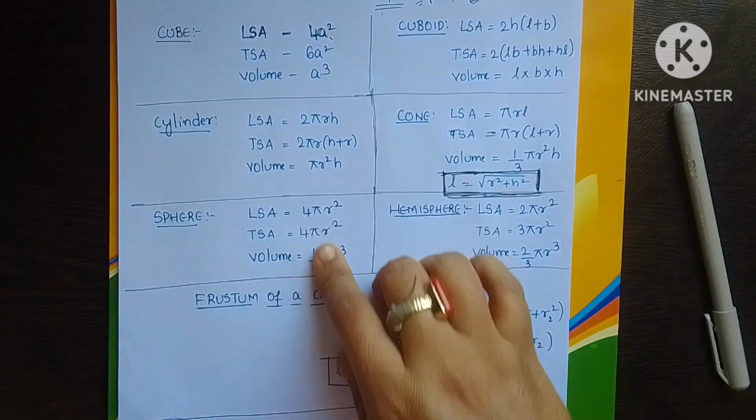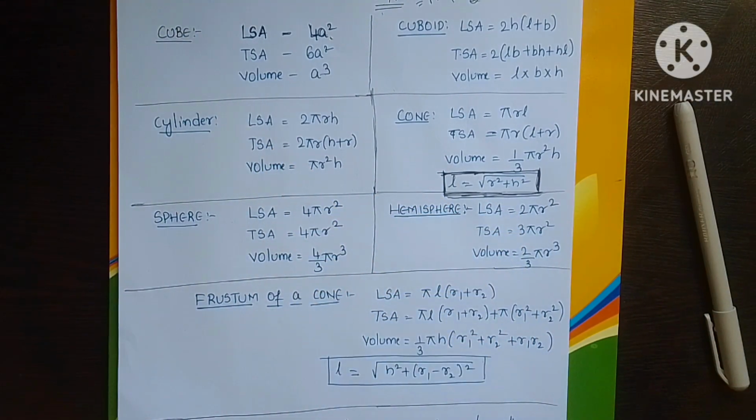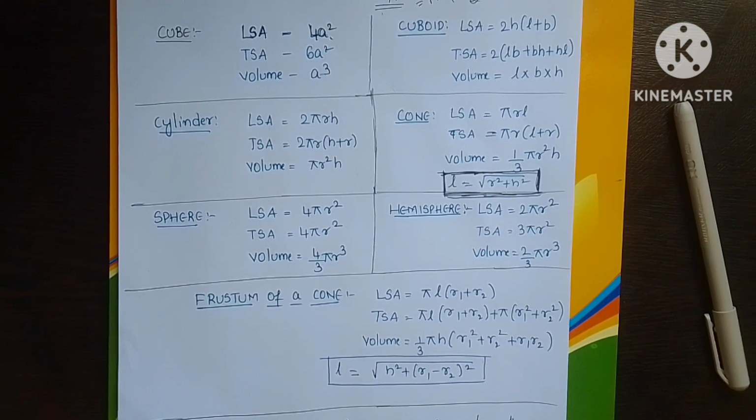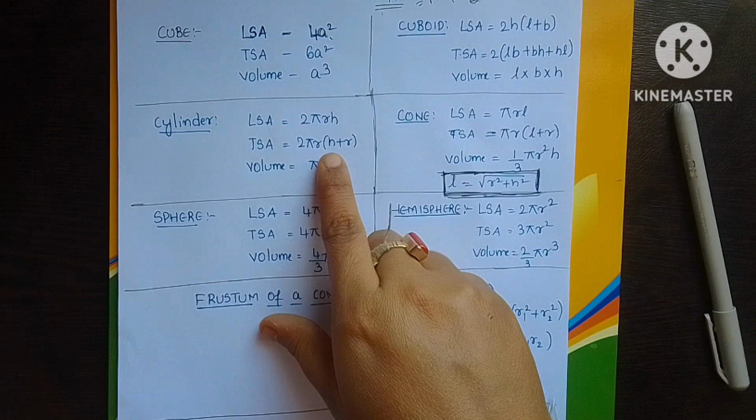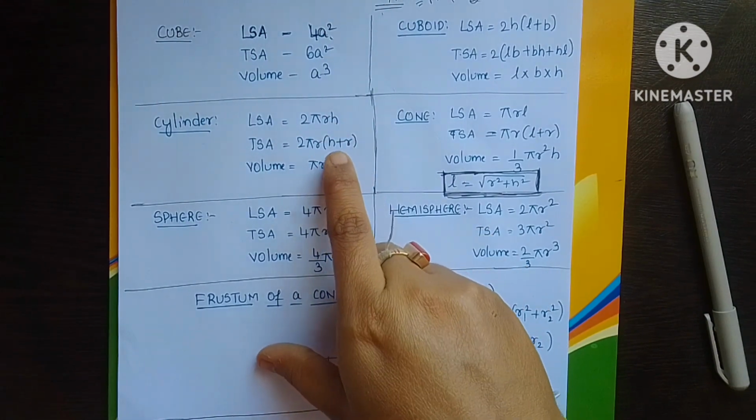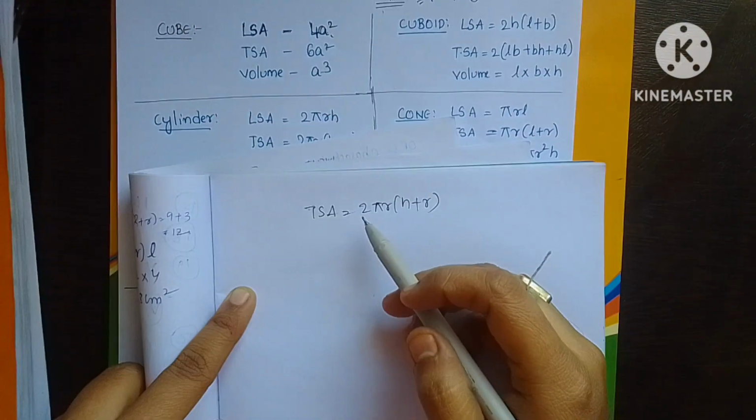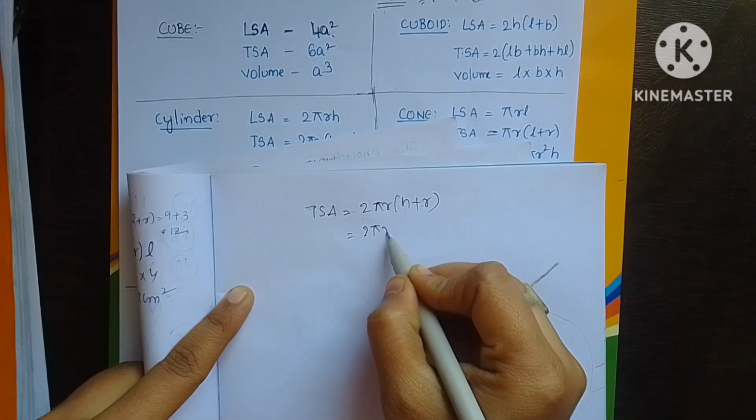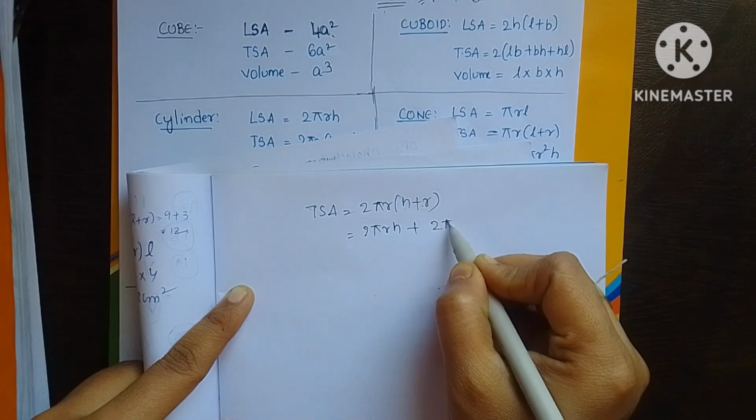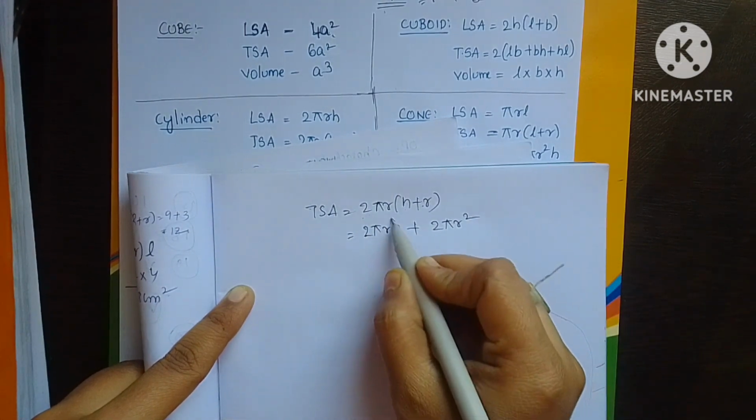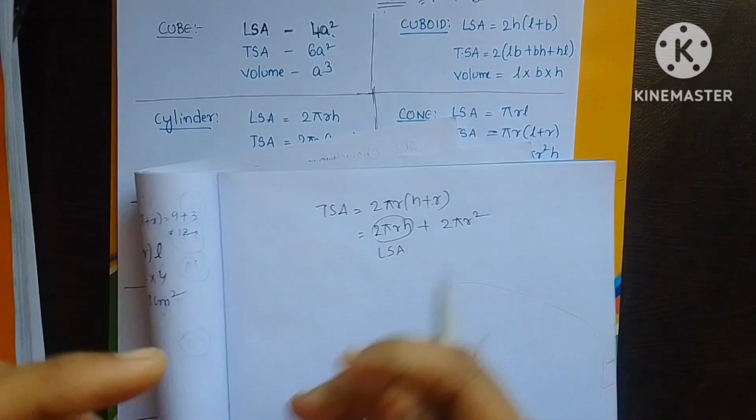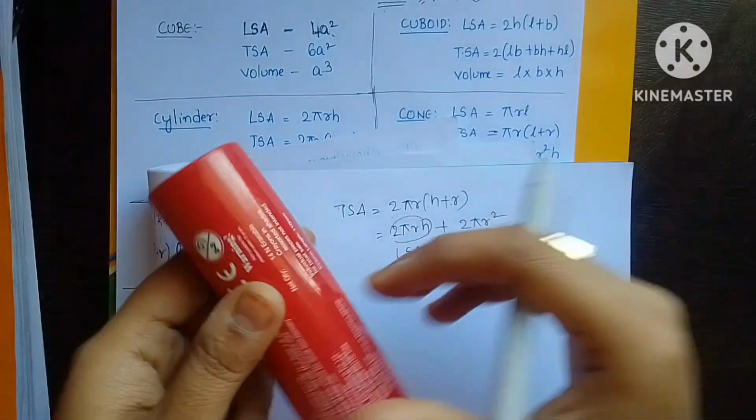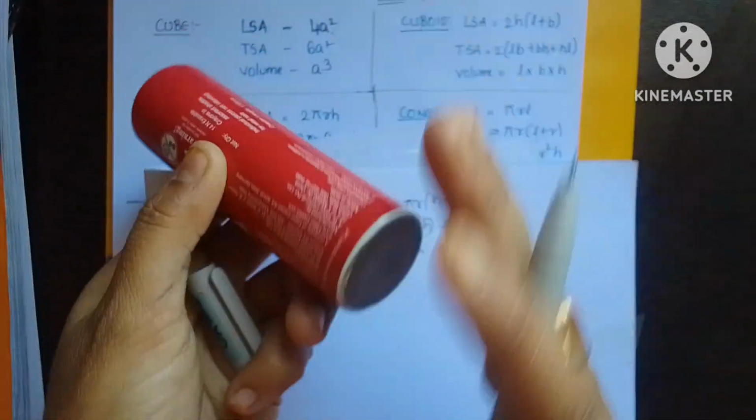Total surface area is given as 2 pi r into h plus r. 2 pi r into h plus r means 2 pi r h, which is the lateral surface area, plus 2 pi r square. Total surface area is 2 pi r into h plus r, that is 2 pi r h plus 2 pi r square. So 2 pi r h we know is the lateral surface area. What did I tell about total surface area? Surrounding lateral surface area plus top and the bottom.